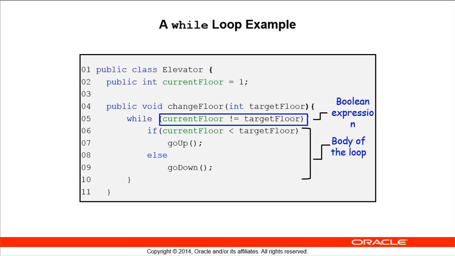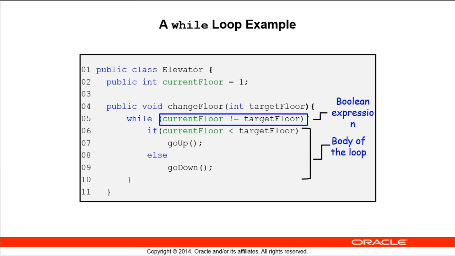This code demonstrates a simple while loop in a class called elevator. The elevator accepts commands for going up or down only one floor at a time. So to move a number of floors, the go up or go down methods on lines 7 and 9 need to be called a certain number of times.